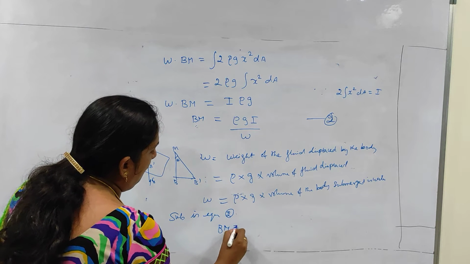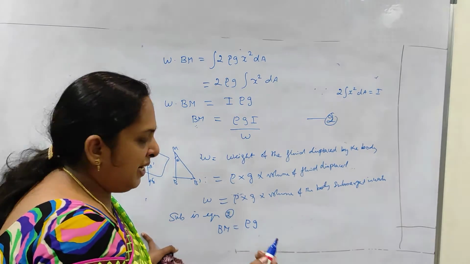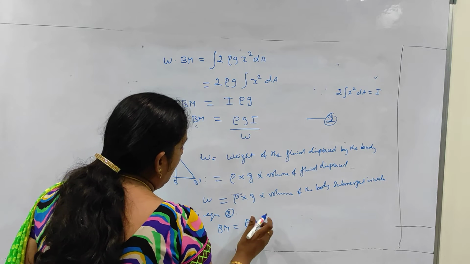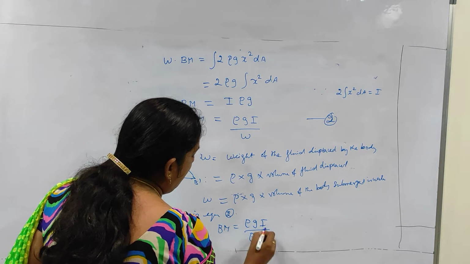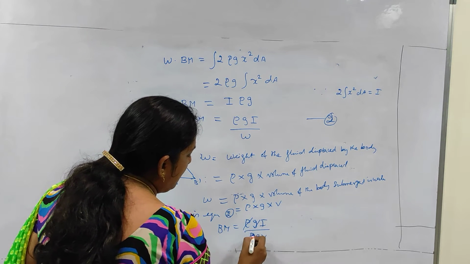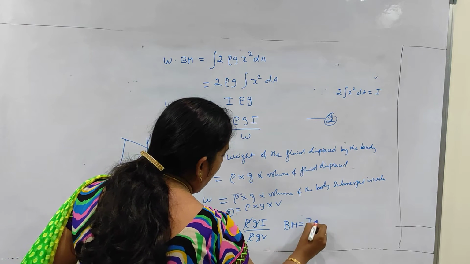BM is equal to rho into g into the volume of the body submerged. We don't know it, so we are just keeping that as V. So rho g into I by W is rho g V, that is rho into g into V. Now you cancel this. What will be my BM? BM is equal to I by V.